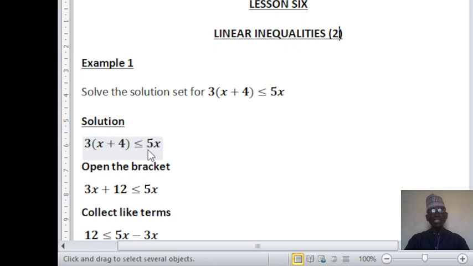What do we do? We go straight to opening the bracket by using this 3 as the key. 3 multiplied by x, you have 3x. Plus here, you bring down your plus, because plus times plus is plus. 3 times 4, you have 12. The bracket has been opened. You bring down your less than or equal to 5x.